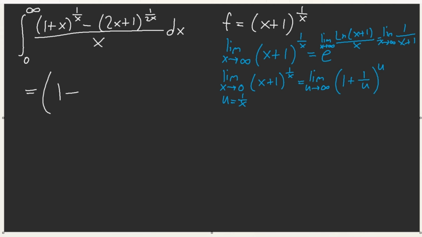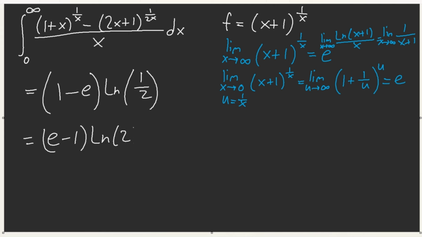Y'all know what this is. This is equal to e. Okay, so now what we have is this limit is equal to e. We have 1 minus e. Okay, and now all we have to do after is just go by coefficients. This is 1 over 2. Okay, so our answer is e minus 1 ln of 2. And this is our answer.